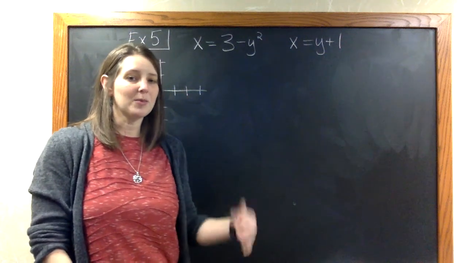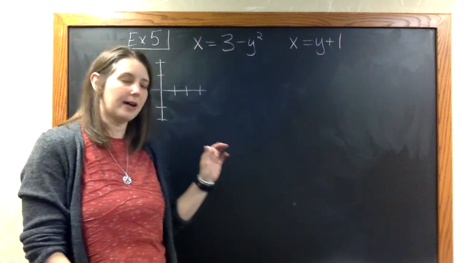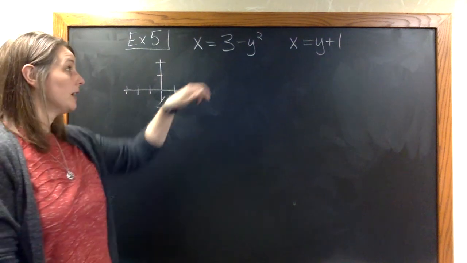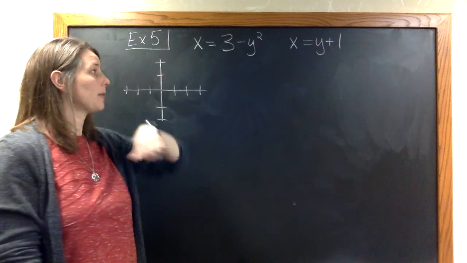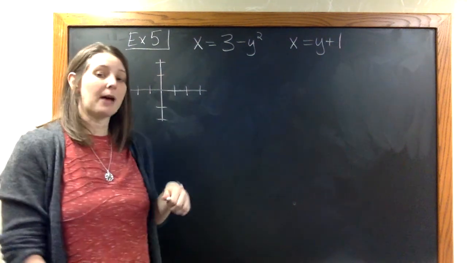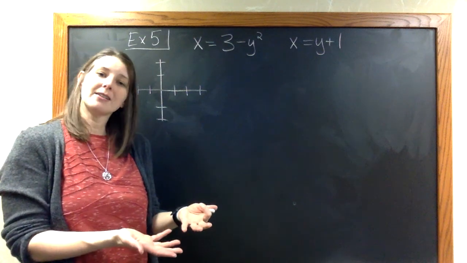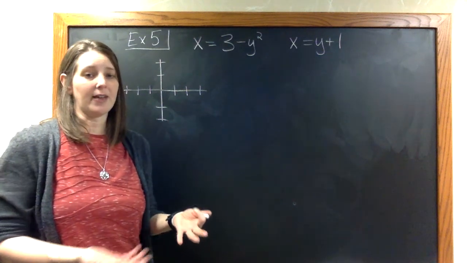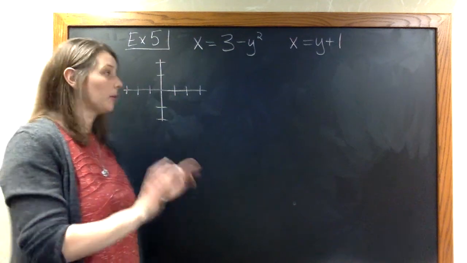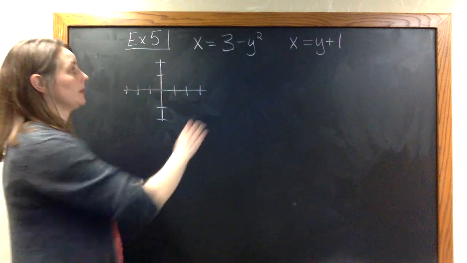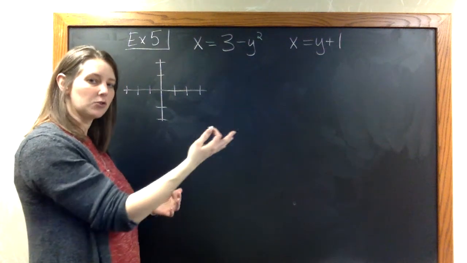Example 5 is a little bit different than the ones we've seen, so check this out. We have two functions, x equals 3 minus y squared and x equals y plus 1. The big difference here is these are functions of y instead of functions of x. So what we're going to do is graph these. Now, think about it as a function of y.